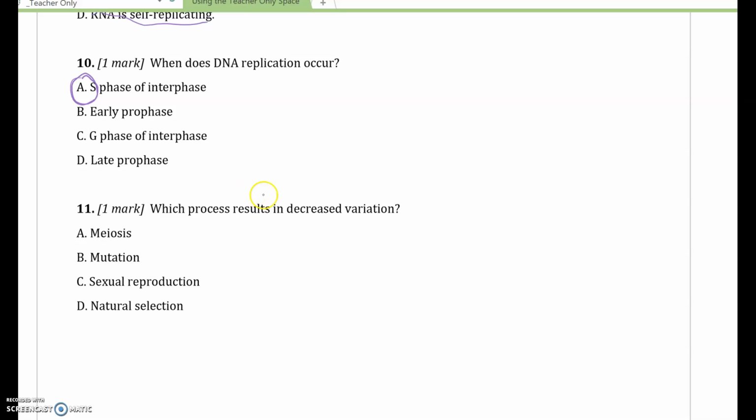And then 11, which process results in decreased variation? Now, this seems like a funny question, because normally we ask questions about what increases variation, which would be the first 3 answers. And actually what decreases variation is natural selection. Because if you think about what natural selection is doing, it is trying to select for the best of all of the variants and make that one dominant. So actually natural selection decreases variation.